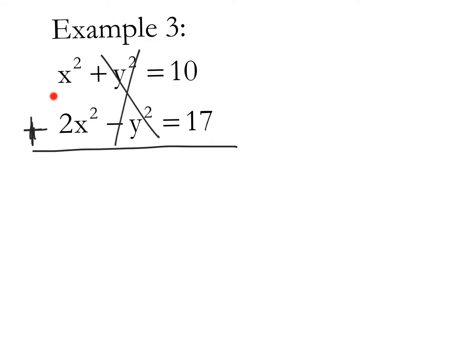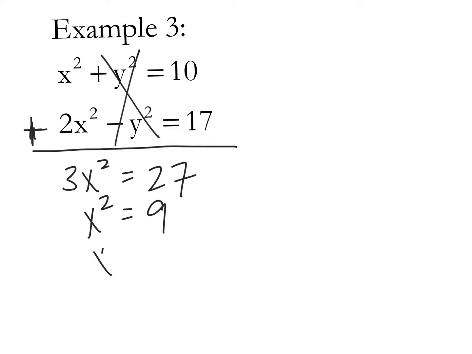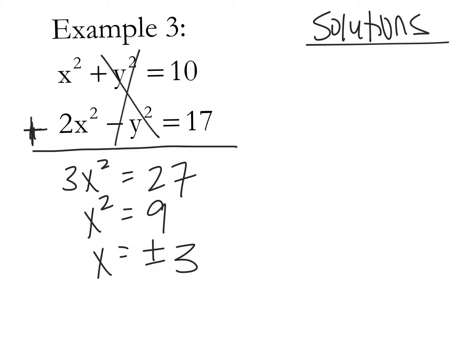So what I'm going to do is add these together. These are like terms. So x squared plus 2x squared is 3x squared. And when I do 10 and 17, that gives me 27. This means that x squared equals 9. And this means that x equals, be careful, plus or minus 3. So again, I have my solutions here. I have positive 3, and I have negative 3.